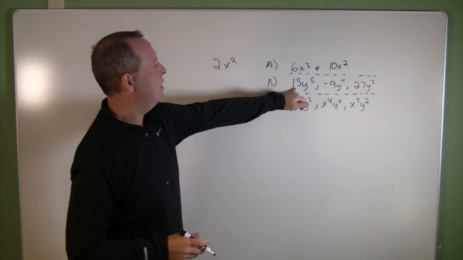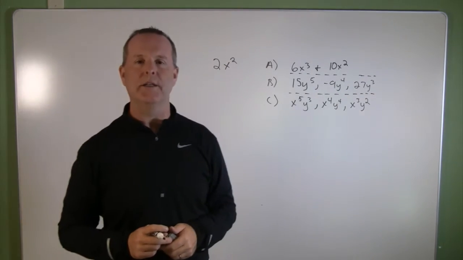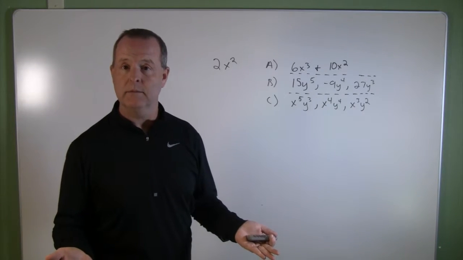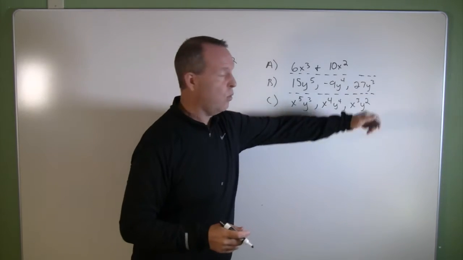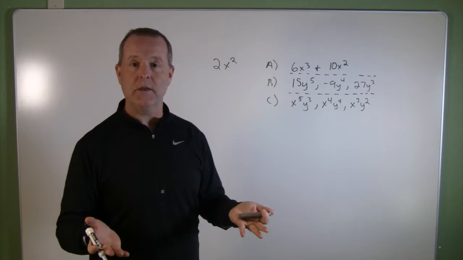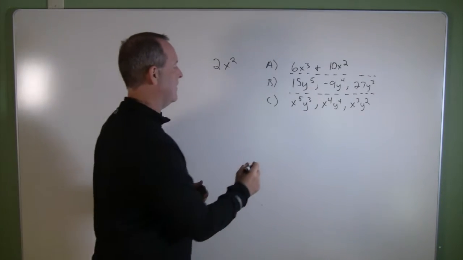I have a 15y to the fifth, a negative 9y to the fourth, and 27y cubed, or y to the third. Let's start with our variables. Y to the fifth, y to the fourth, y cubed. The greatest common factor is my y cubed. And let me show you why that is a little bit.